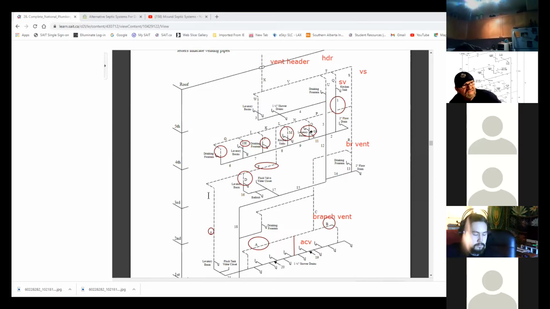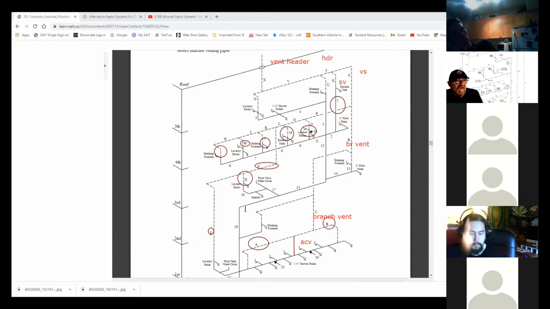So when you size this vent stack, you would have to use whatever the fixture unit load is, and it would be a 3-inch stack that you'd have to look at. So this one might be under 3-inch in size. You'd have to add it up. Any other questions on this drawing?